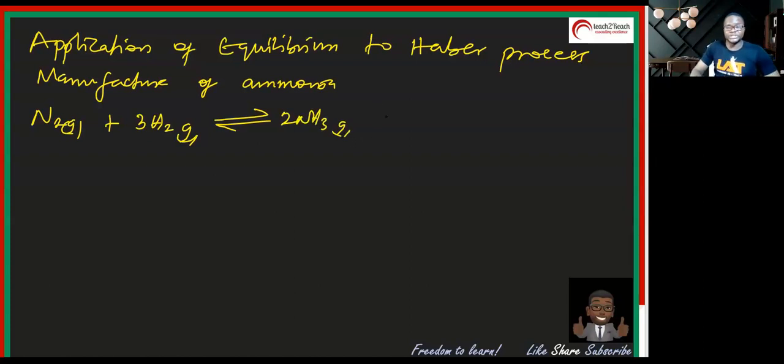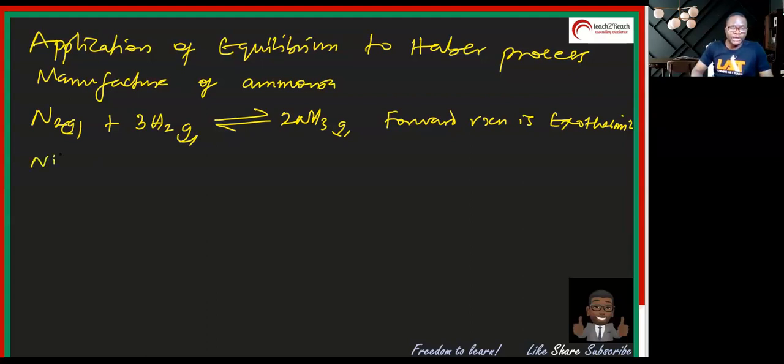Another thing to establish is that the forward reaction is what? The forward reaction is exothermic. Most of the ammonia used for the manufacture of fertilizer is obtained this way. So how do you obtain your nitrogen?